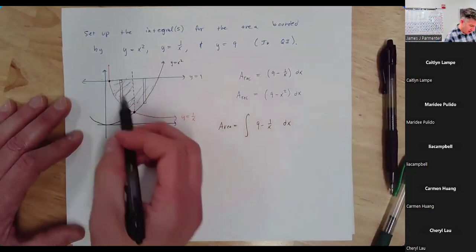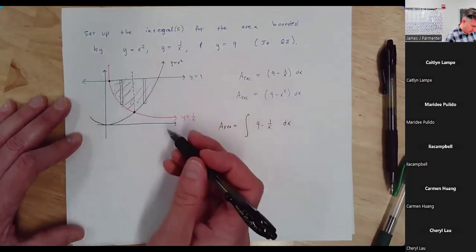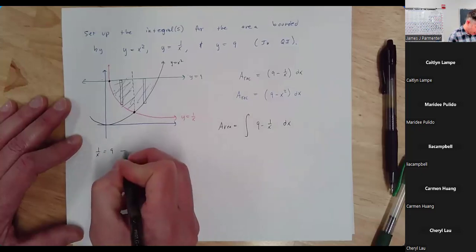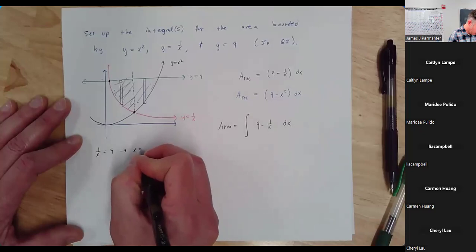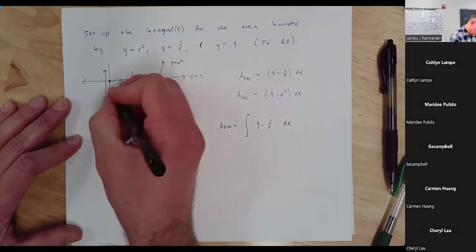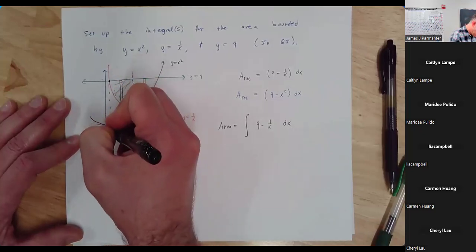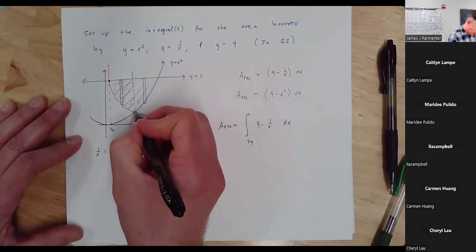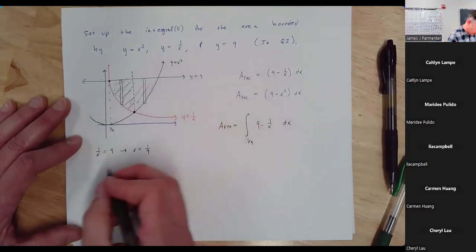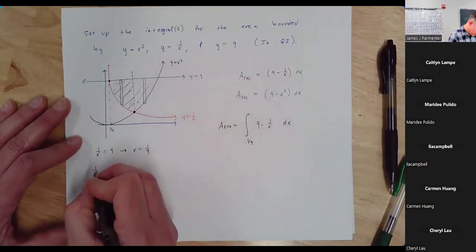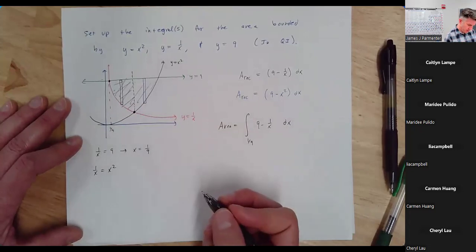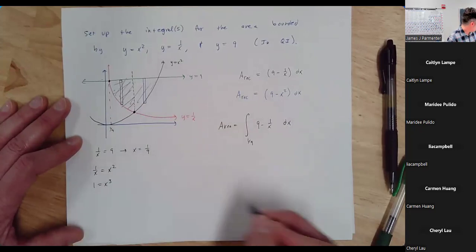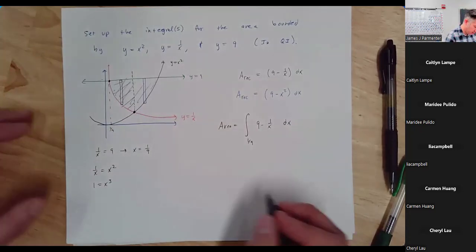So to find this point here, I'm going to set the red function equal to the green function. So I'm going to set 1 over x equal to 9. I can take the reciprocal of both sides and get x equal to 1 over 9. That's going to be my lower limit of integration. And then to find this point of intersection here, I'm going to set y equals x squared equal to 1 over x. And I guess I would just multiply both sides by x. You get 1 equal to x cubed. And if 1 is equal to x cubed, x has to be 1.